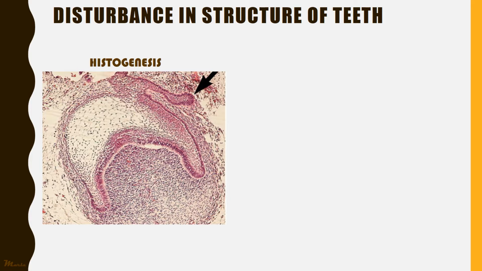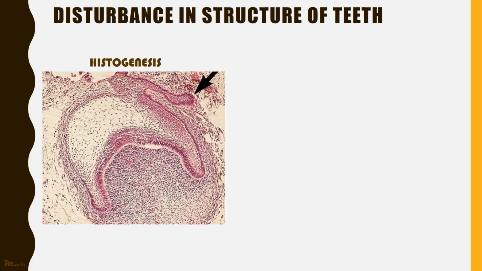Before we begin with the topic, let us revise some basic concepts. As you can see here, this is a picture of the enamel organ showing the histogenesis stage of its development. Previous week we had discussed the morphogenesis stage of the development of tooth bud, wherein any disturbances result in anomalies in relation to the shape, number and size.